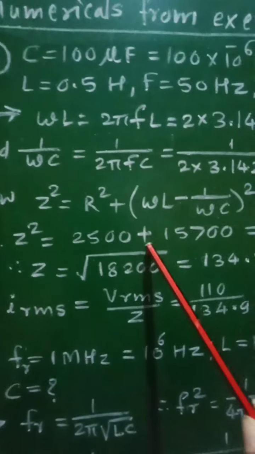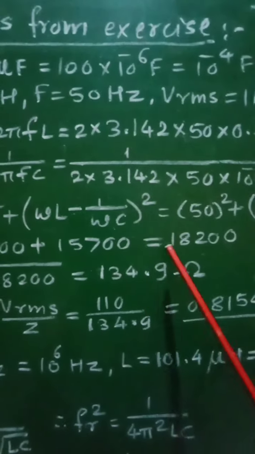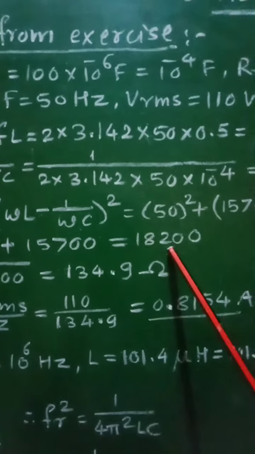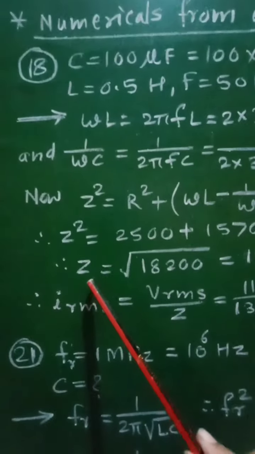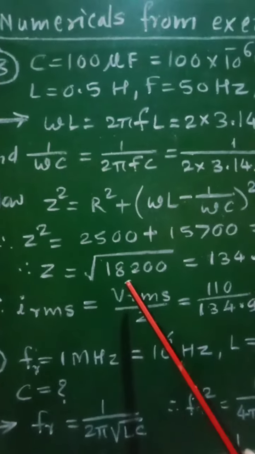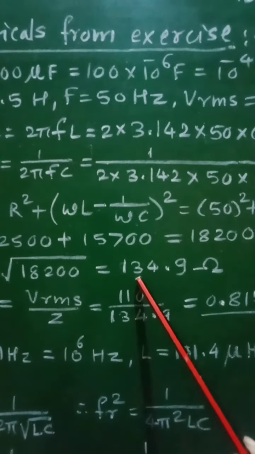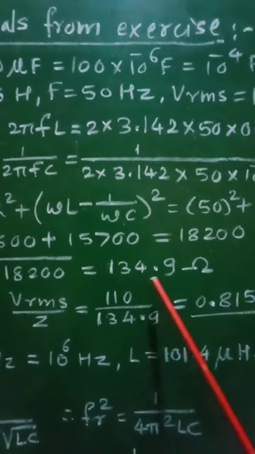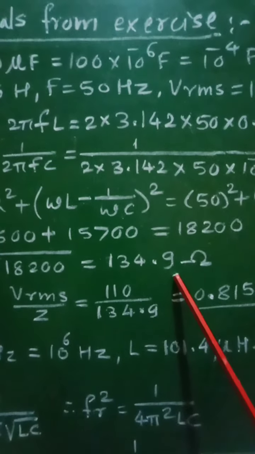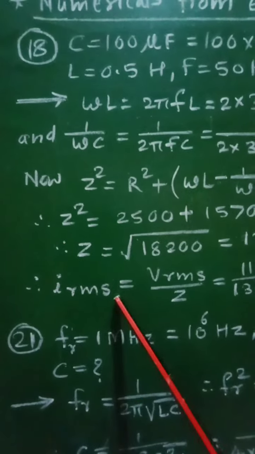2500 plus 15,700, which comes out to be 18,200. From this, Z will be equal to square root of 18,200, which comes out to be 134.9 ohm. So this will be the impedance of the circuit.